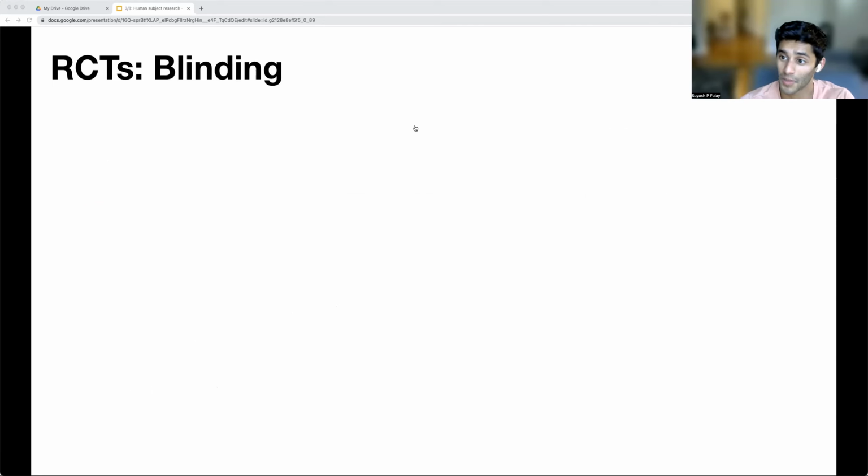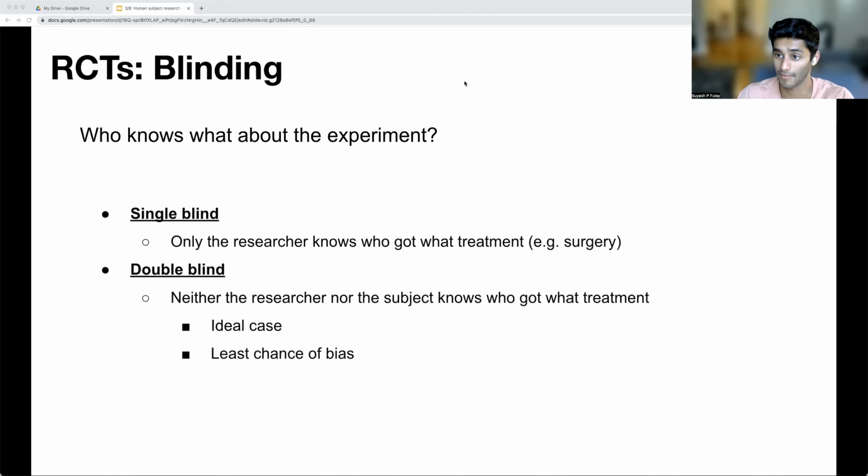Okay, now we'll move on to blinding. So we'll go through this very quickly. The way that you understand blinding is who knows what about the experiment. And so there are two main ways of blinding. The first is single blind, where only the researcher knows who got the treatment. An example of this might be surgery, where the surgeon probably knows what surgery is being given to which patient, versus a double blind experiment, which is probably what you'll be doing, where neither the researcher nor the subject knows who got what treatment.